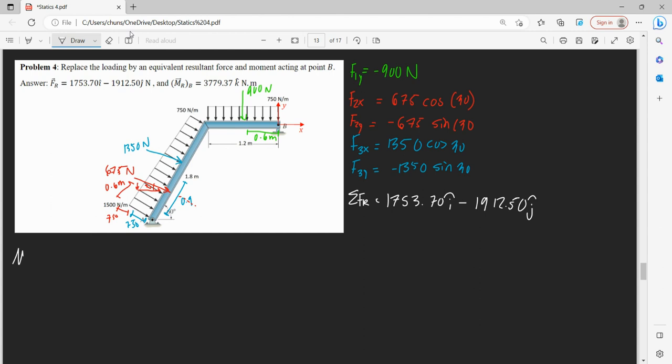And now to find our resultant moment at B, we can use each of our position vectors like we did previously and use it to get to that point B. Okay, sorry, I'm trying to figure out how I'm going to do this. Okay, so let's start with our 900 newtons.